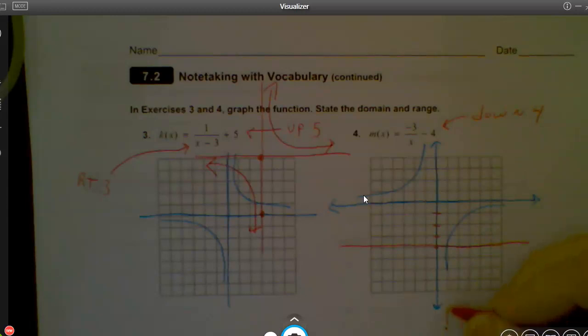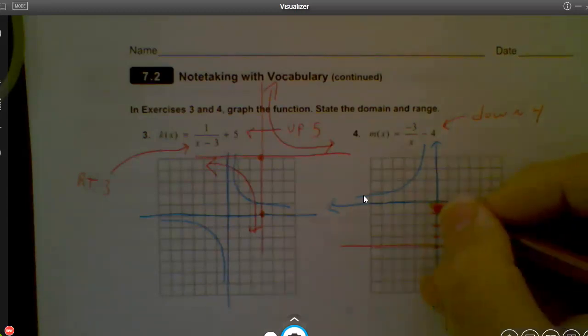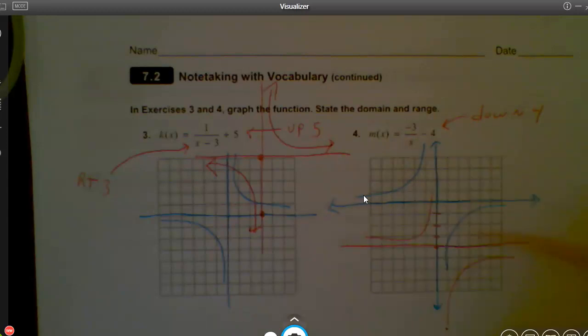Now my graphs go here and here. So if you look, you're just seeing the blue graph. Everything in that blue graph is being moved down 4 spaces. And that's how we're getting the red graph.